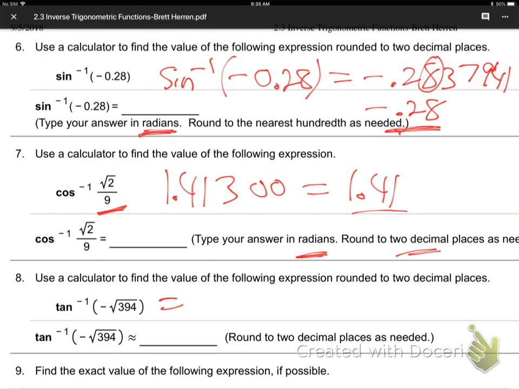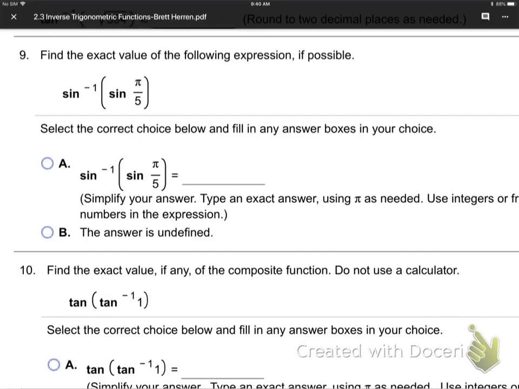So I'm going to move on from these. If you're having trouble with those, grab me at office hours or right after class. Just bring up your calculator. I can help one or two of you. That's great. All right. So on to number 9. Sine inverse of sine of pi over 5.